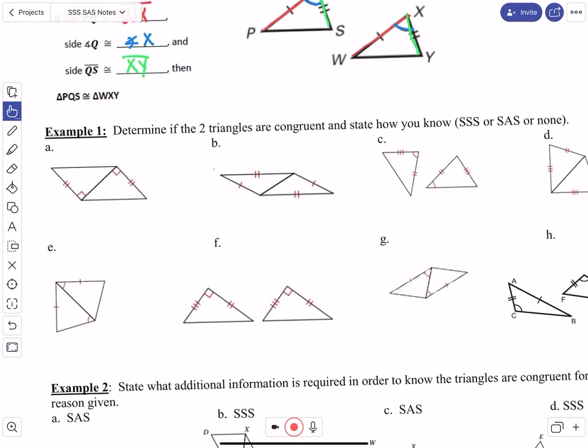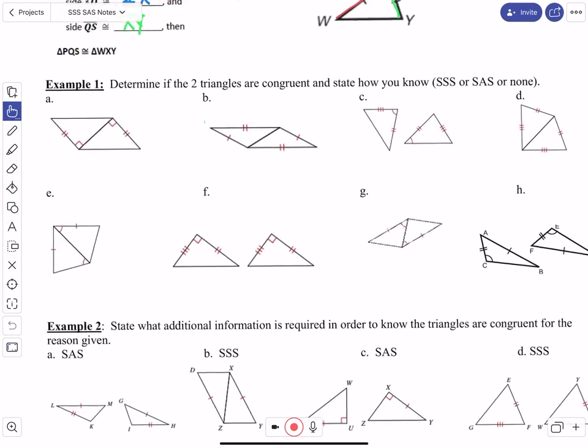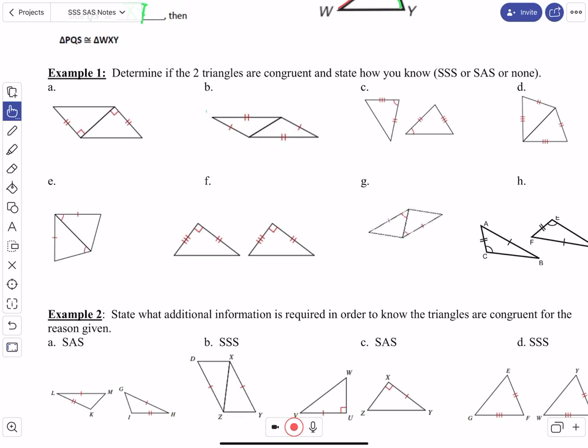Okay, so determine if the two triangles are congruent and state how we know if it's side, side, side, or side, angle, side. Okay, so first of all, in this first one, we'll just kind of highlight what we know. So we know that this side is congruent to this side, and we also know that we have the congruent angle here. We got a 90-degree angle, so we have a side, and we have an angle. Now, what we haven't talked about is that these share a side. They share this common side right here.